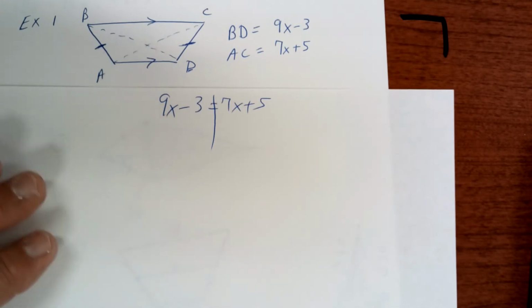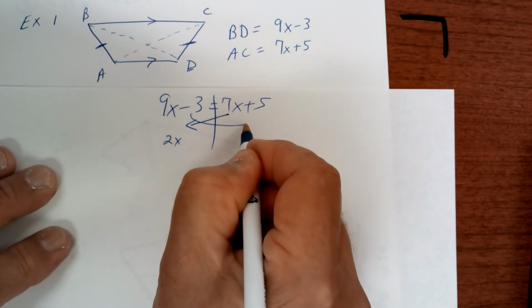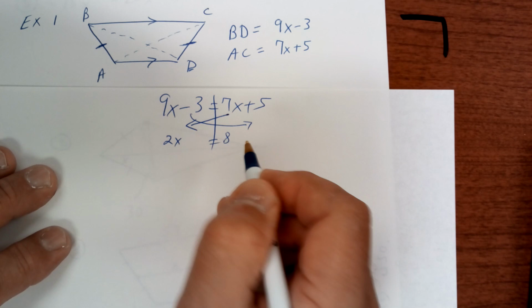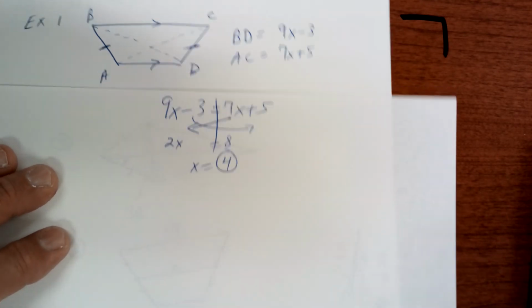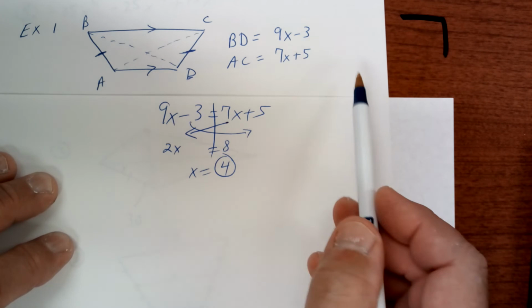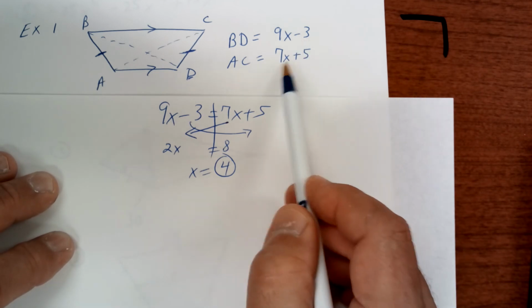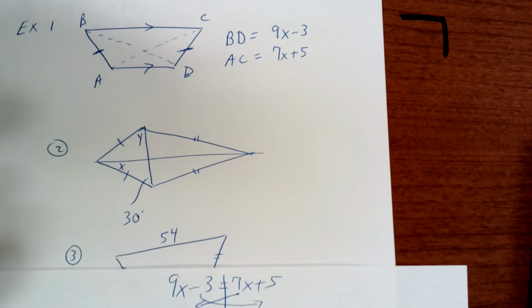Yes, you would subtract 7x and get 2x. And then you would move the 3 over here, and that would become a plus, so that would be 8. And so x would be equal to 4. Make sure you get 4. And if they want to know the diagonal, you'd have to plug it into either one of these. Okay? So 7 times 4 is 28, and 5 makes 33. So each of these diagonals is 33. Draw example 2.